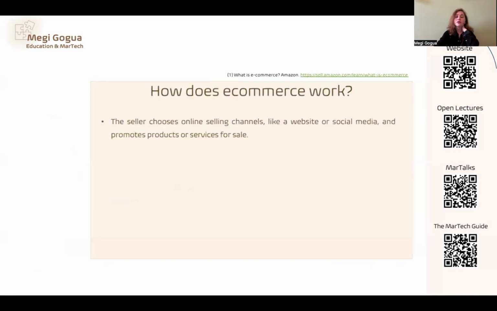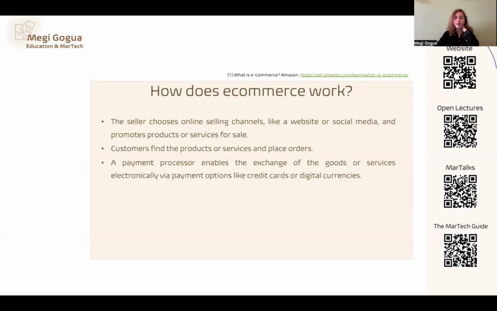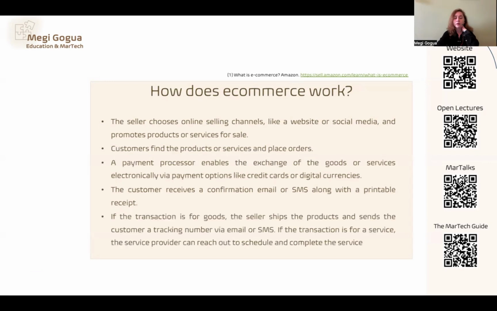So the seller chooses online selling channels like a website or social media and promotes products or services for sale. Customers find the product or services and place orders. A payment processor enables the exchange of the goods or services electronically via payment options like credit cards or digital currencies. The customer receives the confirmation email or SMS along with the printable receipt.